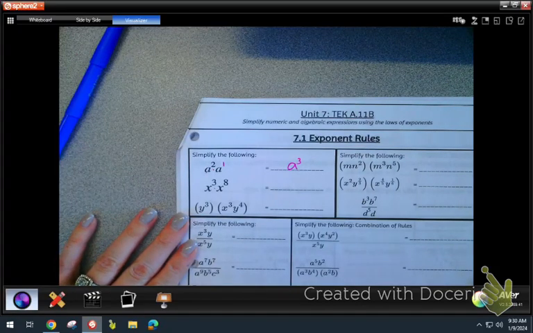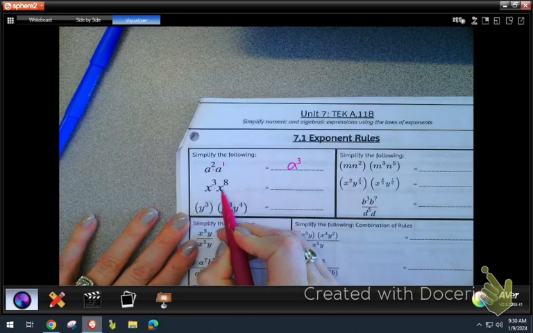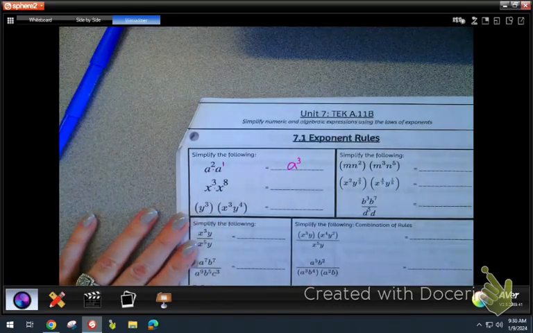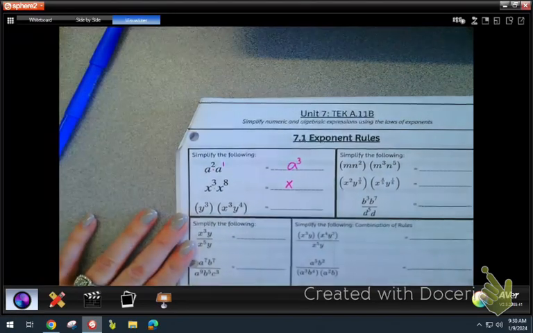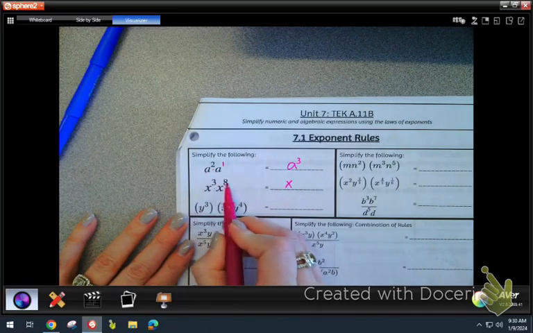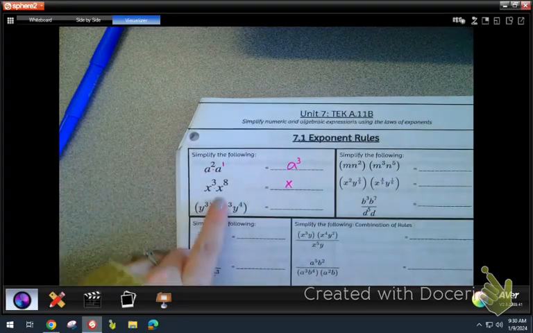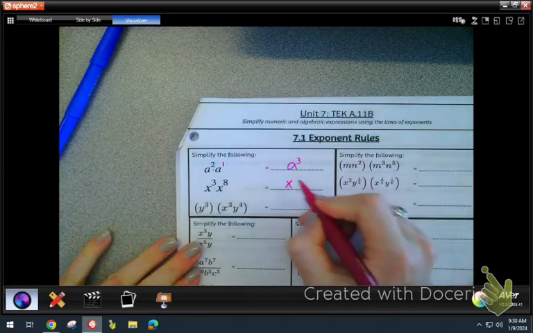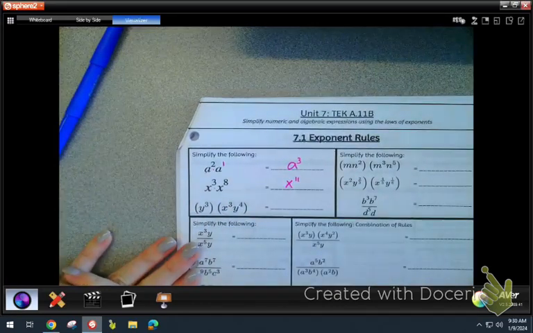Okay? X to the third times x to the 8th. Emma, do we have the same base? Yes. What is it? X. So write it down. This is a multiplication problem, so I'm going to use my product rule. Ethan, product rule says, what do you do with the exponents? Add. What's 3 plus 8? 11. Done. So these problems can be really, really quick.